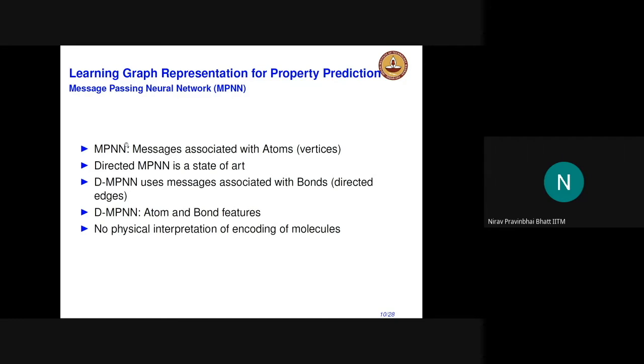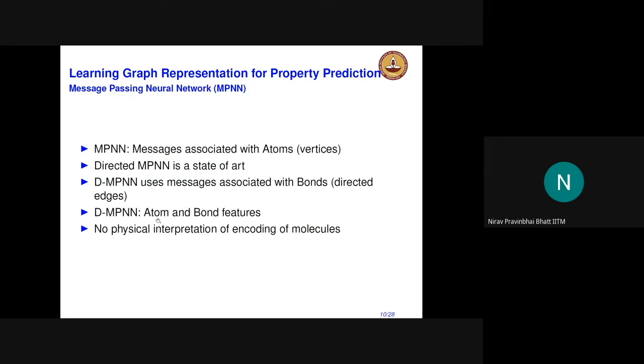So the change from the MPNN to the directed MPNN is that instead of using atoms, they say that the bond is a more important aspect to deal with. So they have used messages associated with the directed edges or bonds. And these directed edges are constructed based on how a particular atom interacts with another atom.